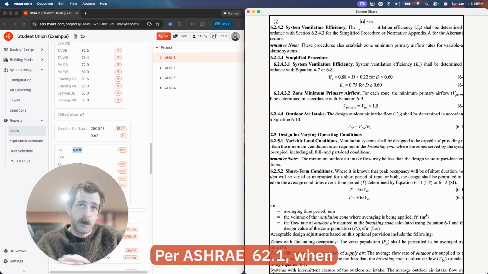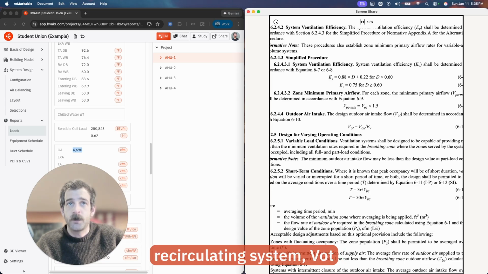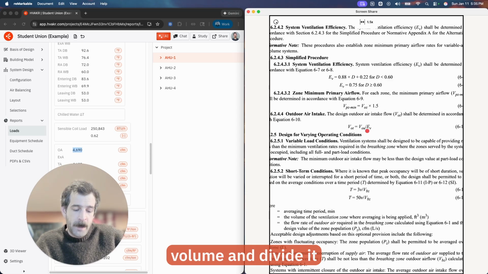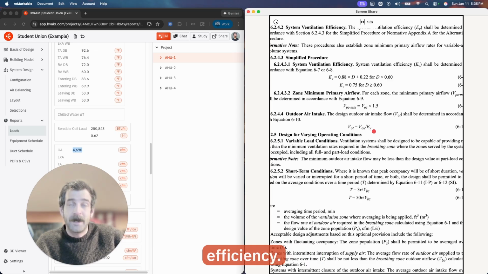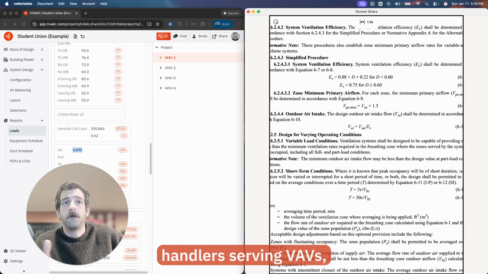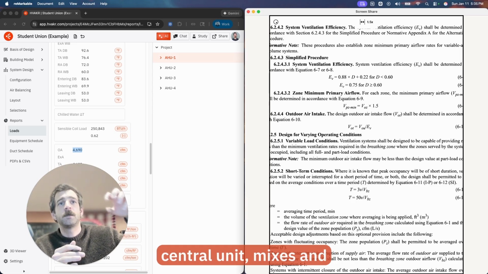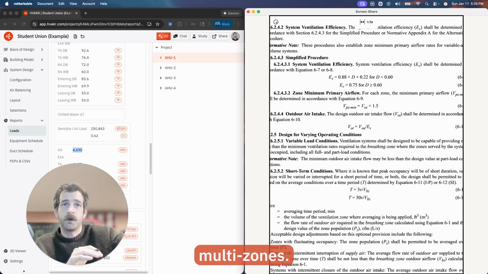Per ASHRAE 62.1, when calculating the outdoor air intake for a multi-zone recirculating system, VOT, we need to take an uncorrected outdoor air volume and divide it by our ventilation efficiency. So this is for air handlers serving VAVs, that kind of system. Anywhere where your ventilation comes in at a central unit, mixes, and then gets distributed to multi-zones.